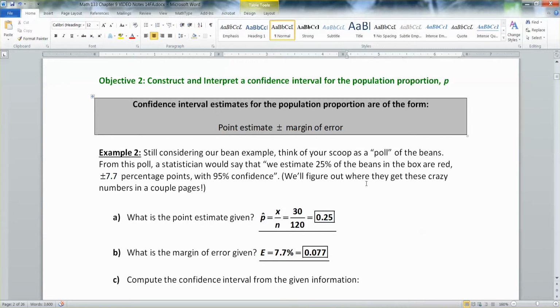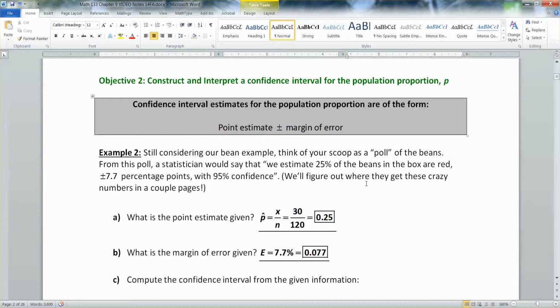So what you do is you take your point estimate and you add and subtract away a margin of error. That'll create a window for you with the point estimate in the middle. You'll have an upper end and a lower end. The upper end when you add on the margin of error, and the lower end when you subtract the margin of error. So still thinking about our bean box, and again, remember that's just a metaphor.